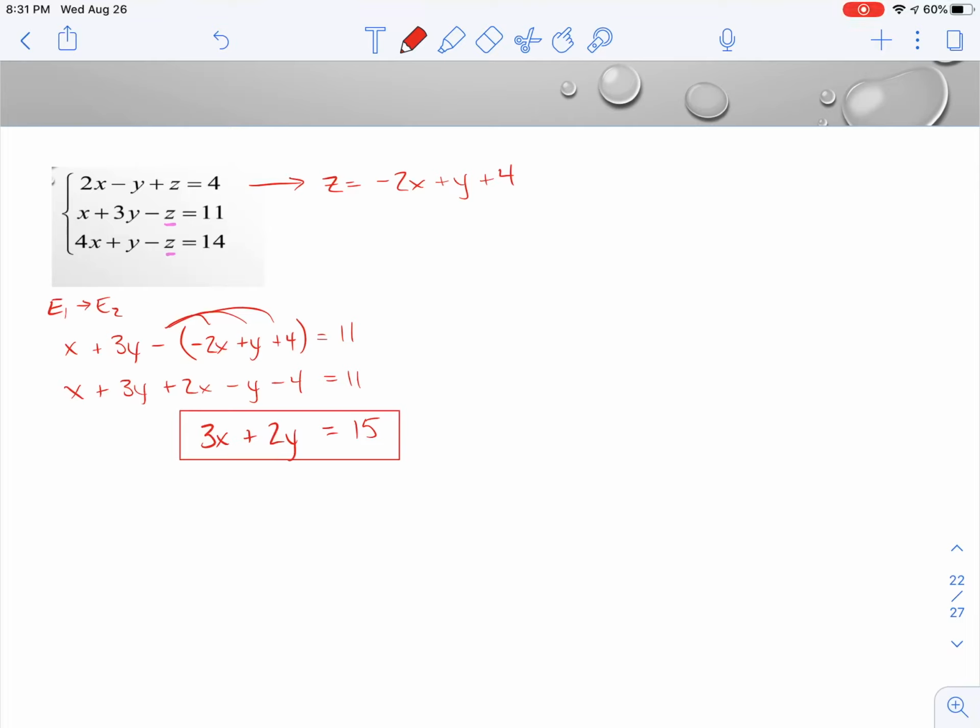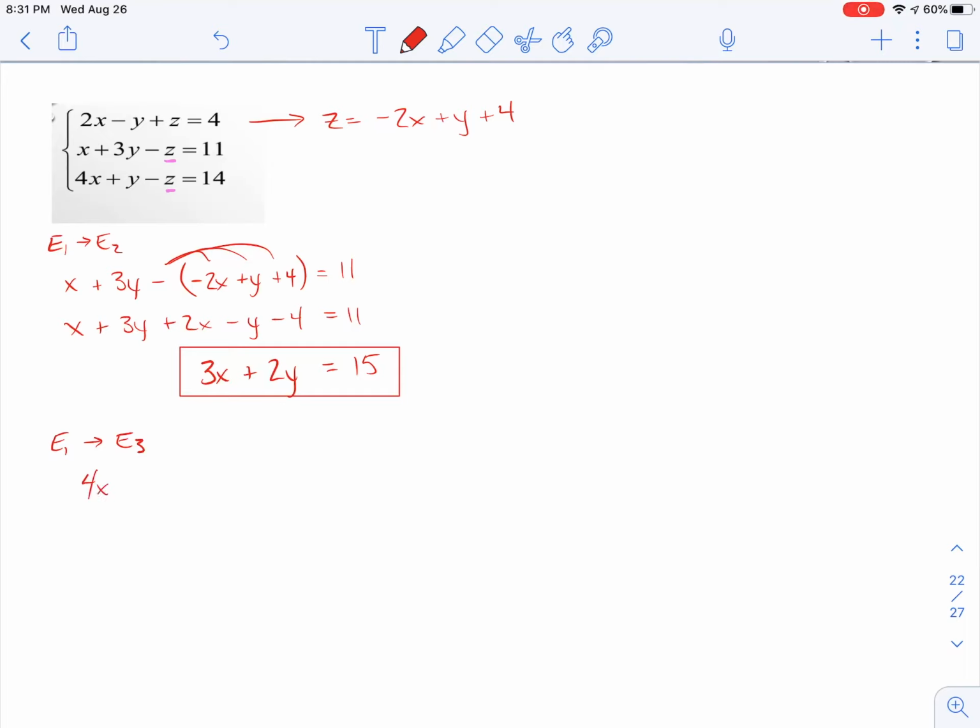Now I'm going to do the same thing. I'm going to substitute that solved expression for z equals negative 2x plus y plus 4 that I did at the very beginning into equation 3. So I'm going to do equation 1 into equation 3. When I do that, I'm going to have 4x plus y minus the entire expression again in parentheses: 2x plus y plus 4 equals 14. Again, I need to distribute this negative into this set of parentheses.